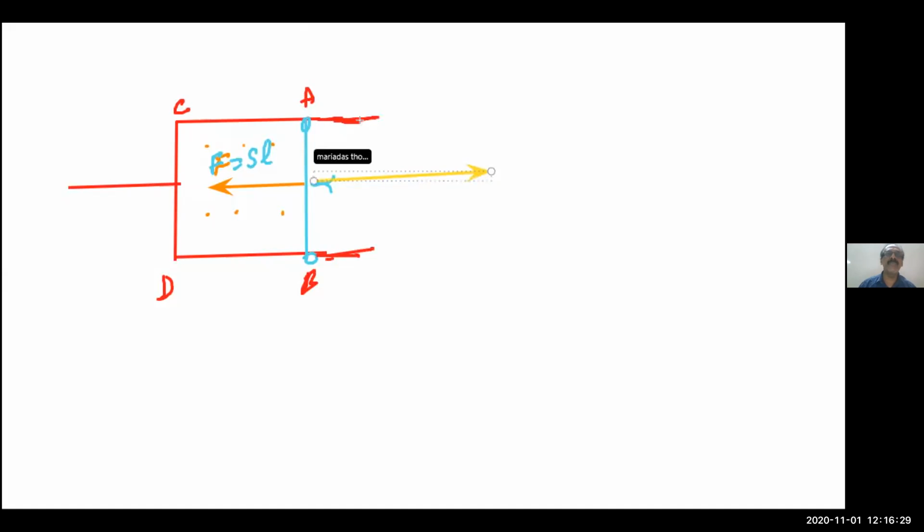See this AB. I'm moving AB to this point A1, B1. This is shifted here. That is delta x. So the new area formed is delta A. Delta A is L into delta x. New area formed. Any doubt?